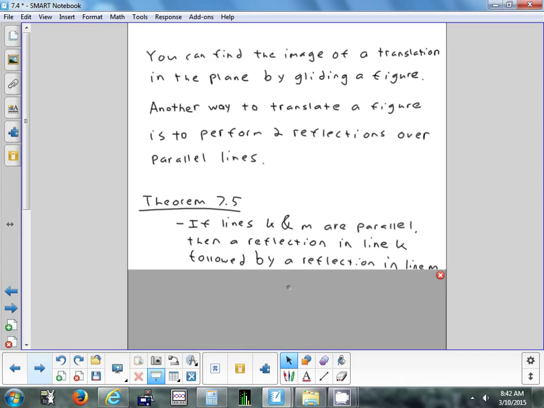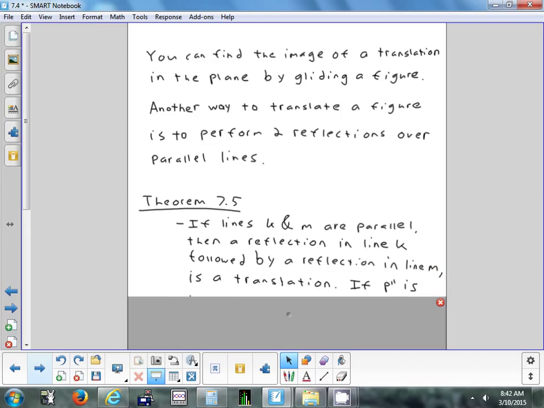Kira, do you have any guess? So there's only 3 choices, and it's not a rotation. Well, we're going to do 2 reflections, and that's going to be the same as something else. So only one choice left. Translation. It's a translation. So if you've got 2 parallel lines and you reflect over both, it's the same as translating.